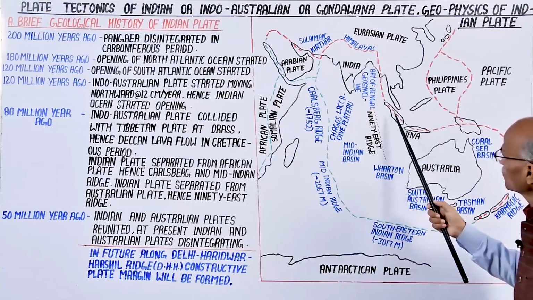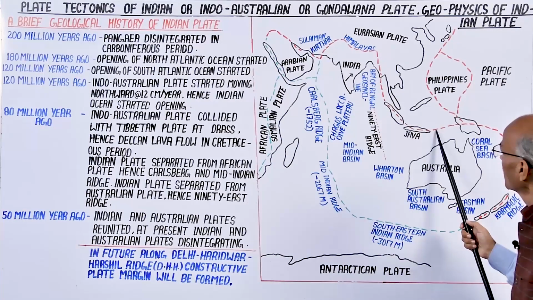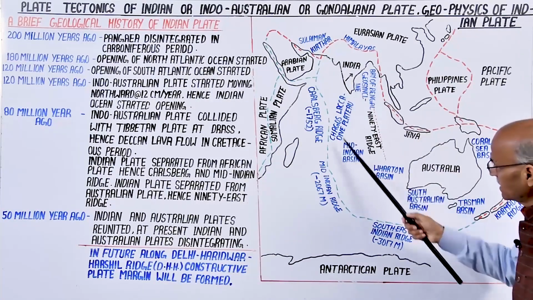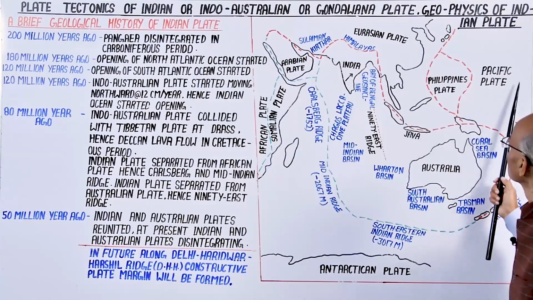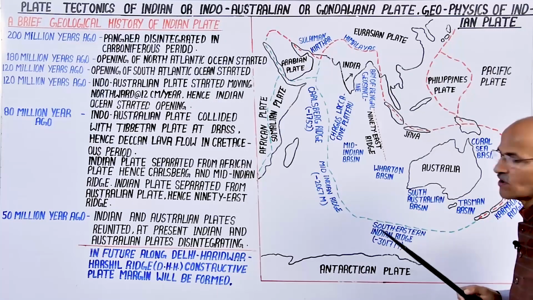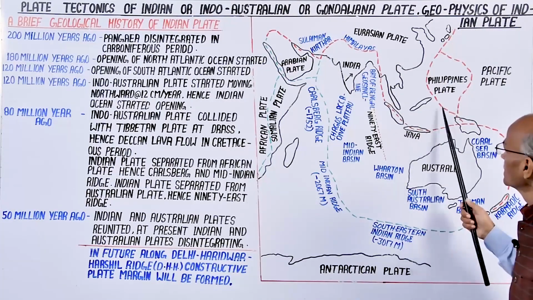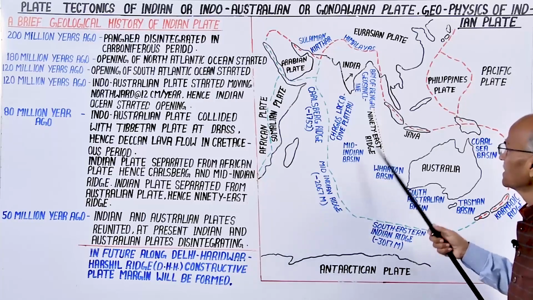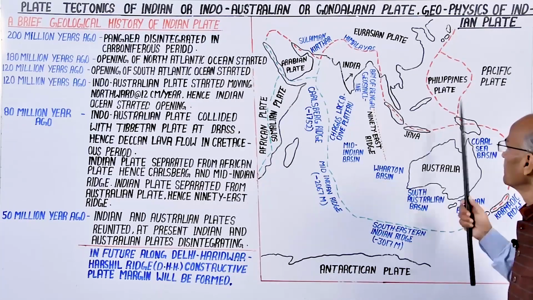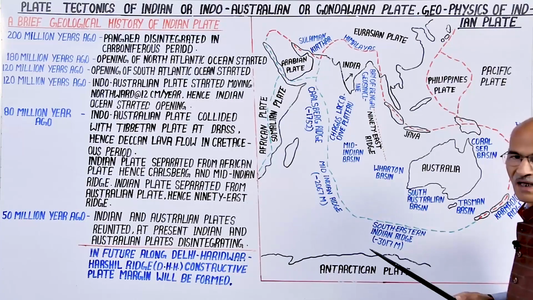Now come to this plate margin passing through Sumatra and Java. Here it is the Indian oceanic plate. To its northeast, it is the West Pacific oceanic plate. Now, this oceanic plate and this oceanic plate are colliding. There may be a question whether the Indian plate is submerging below the Pacific or the Pacific plate is submerging below the Indian.